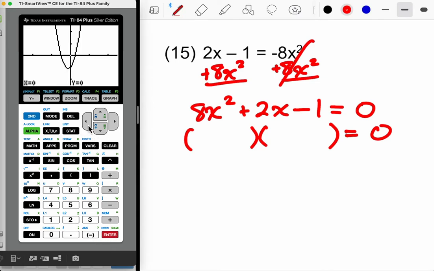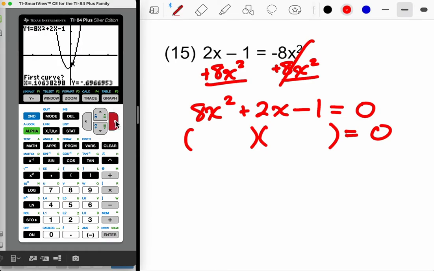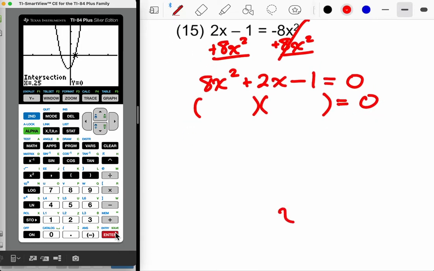Now, it's pretty clear that the roots are not that clear, right? Meaning they're fractional. I don't know what they are, but I can figure it out with the calculator by hitting second trace intersect, option 5. All I need to do is find one of them. Enter, enter, enter. It gives me 0.25. All right, that's nice and easy because I could recognize that as a fraction. X is equal to 1/4.